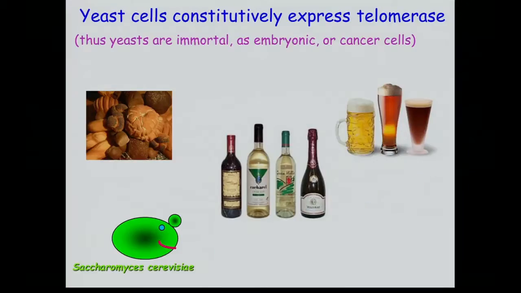Okay, so we work with yeast, which gives us all the good things in life, as you know. This is the same yeast that gives bread and beer and croissant. But most importantly for this talk, yeast cells express telomerase, and so they are like embryonic cells or immortal cells, cancer cells.